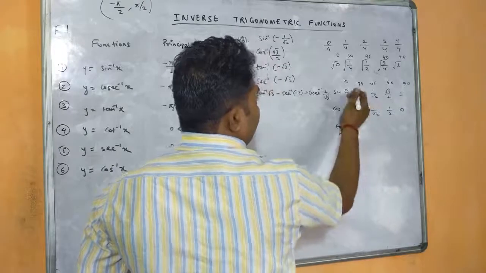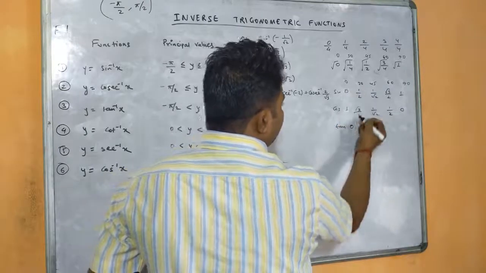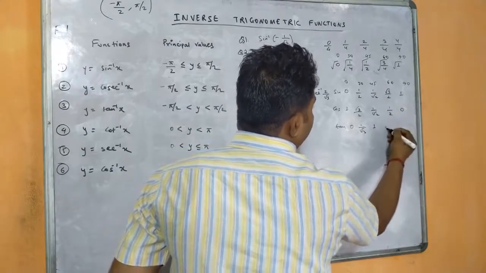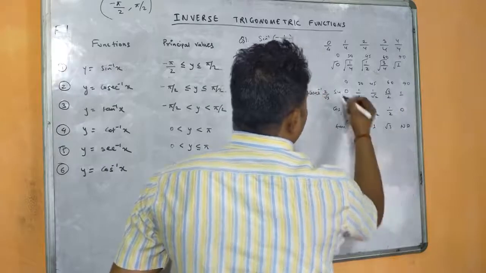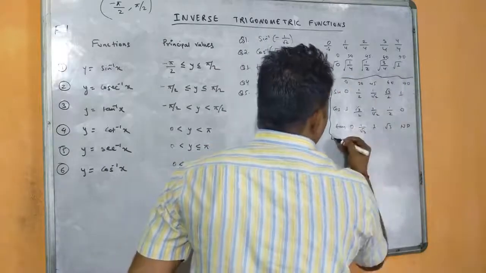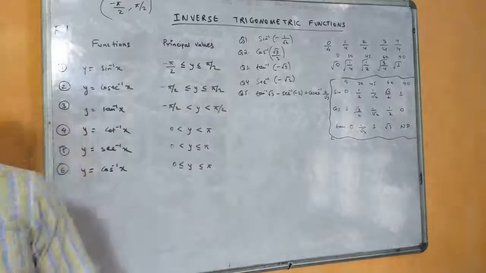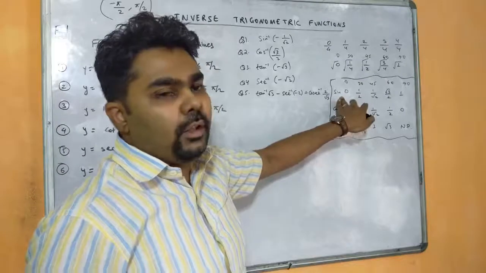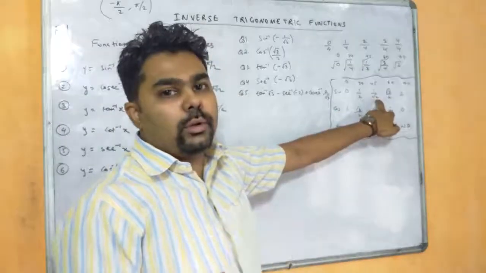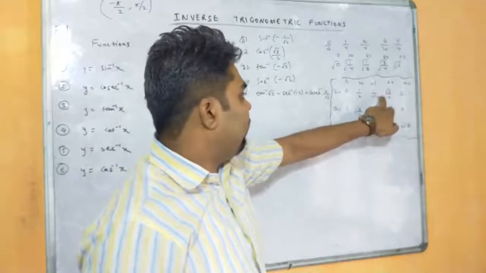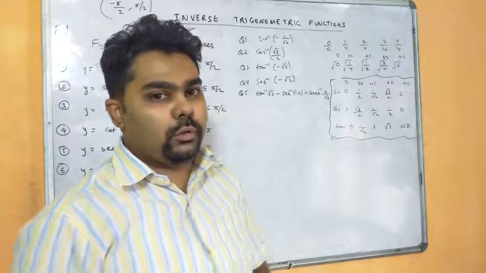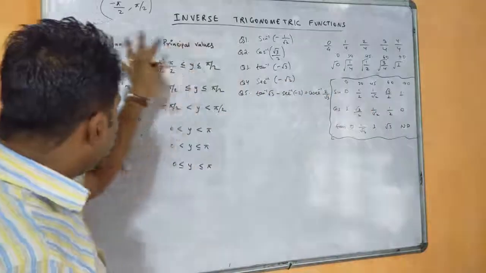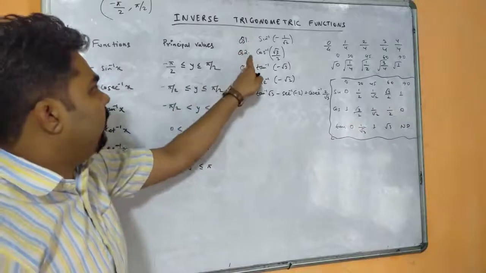Similarly for tan, we just need to divide these. 0 by 1 is 0. Then 1 by root 3, here the 2 will get cancelled, then 1, then root 3, and 1 by 0 is not defined. So this table is important. Now for cosec, suppose cosec 45, sin 45 is 1 by root 2, that means cosec 45 will be root 2 by 1. Likewise we will have to write for the other reciprocals also. Based upon this table and the principal value, we will be solving these 5 questions.